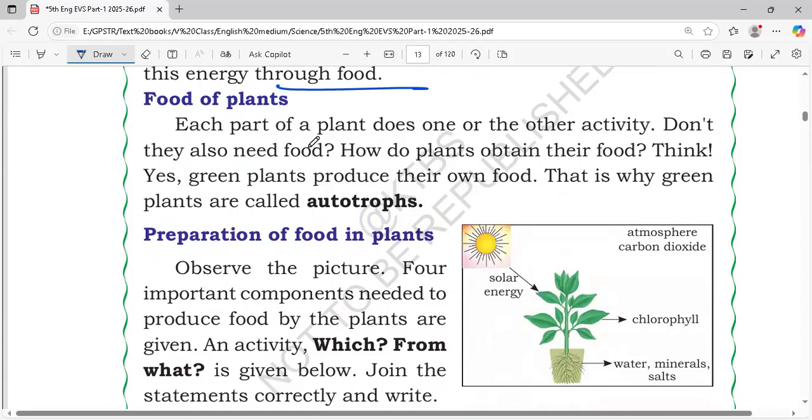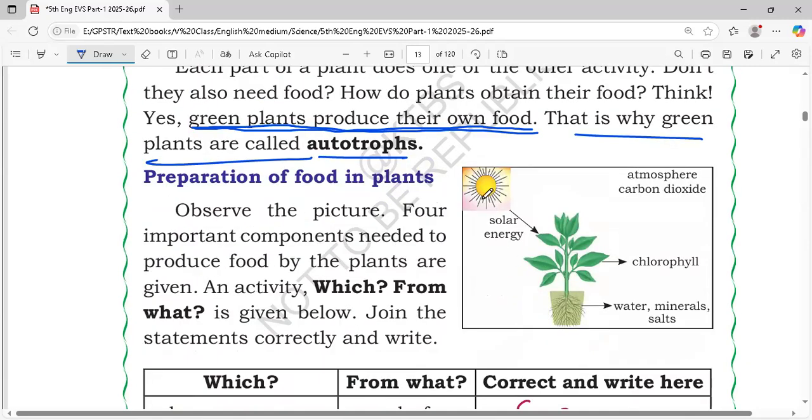Food of plants. Each part of a plant does one or other activity. Don't they also need food? Yes, they need food. How do plants obtain their food? Think. Yes, green plants produce their own food. That is why green plants are called autotrophs. Important: green plants produce their own food. That is why green plants are called autotrophs.